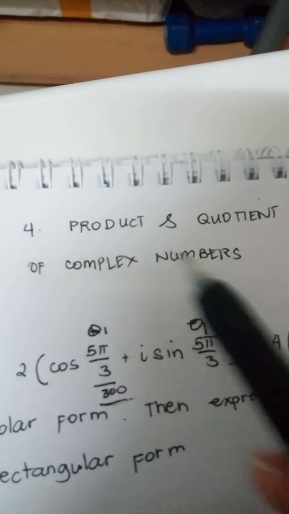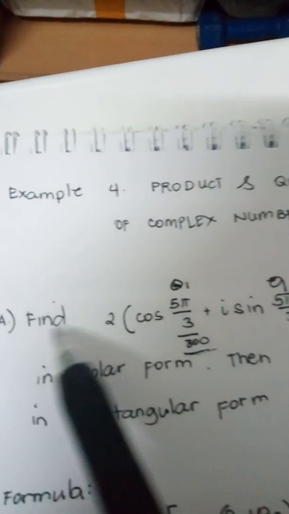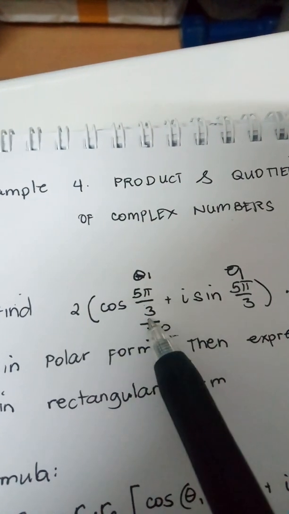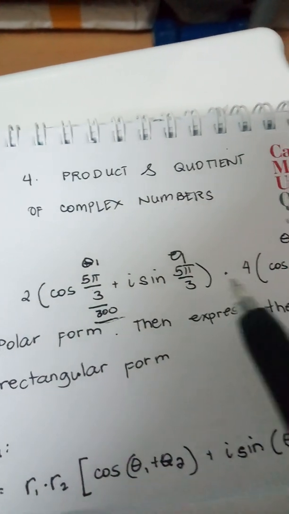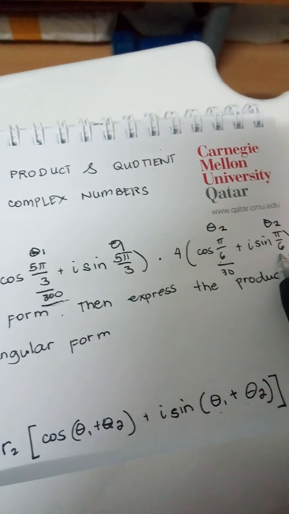Example number 4, product and quotient of complex numbers. So let us focus first on the product. The question here is to find 2 cosine pi over 3 plus i sin pi over 3 times 4 cosine pi over 6 plus i sin pi over 6.